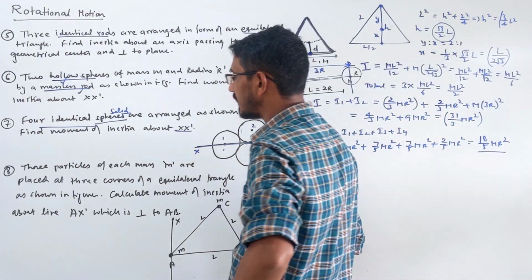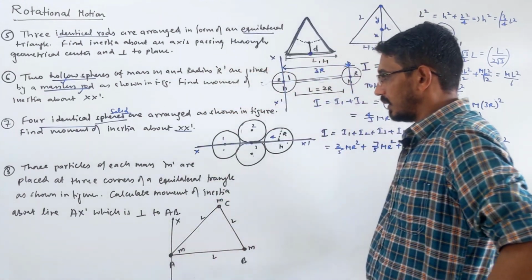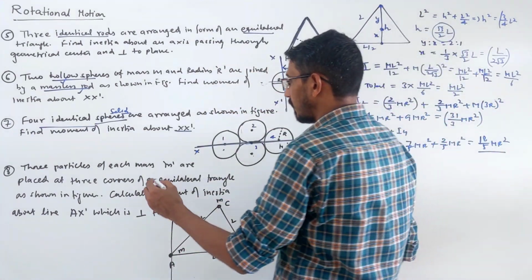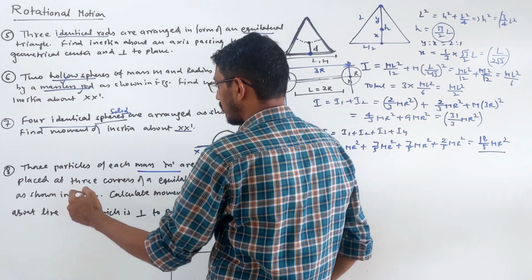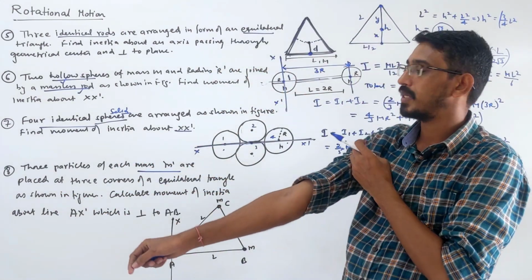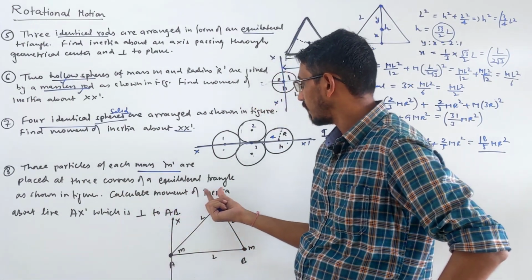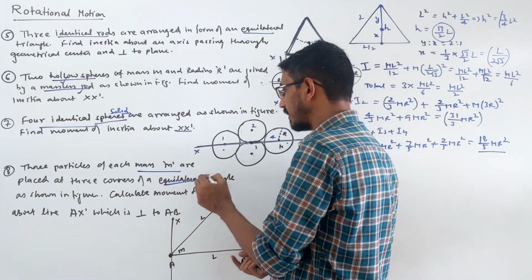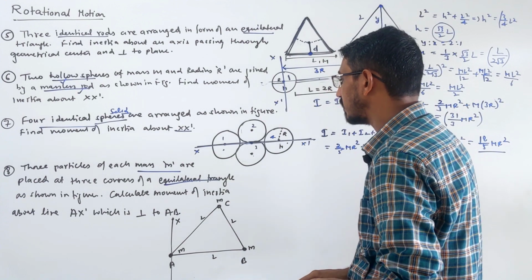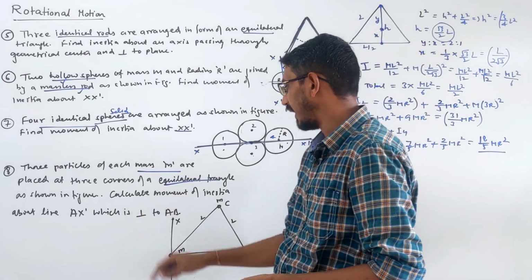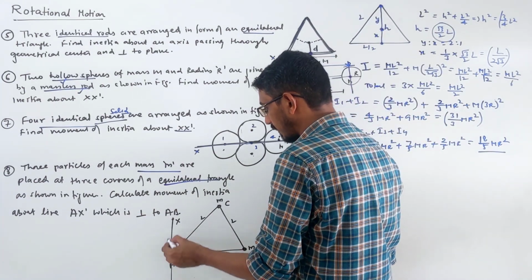Okay, let's look at the next problem. It says that 3 particles, point masses, each of mass m, are arranged at the 3 corners of an equilateral triangle. Again an equilateral triangle is given, as shown in the figure. Calculate the moment of inertia about a line AX. So this is A, that is X-axis.